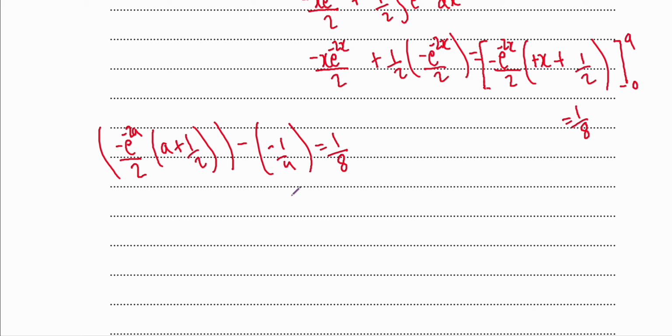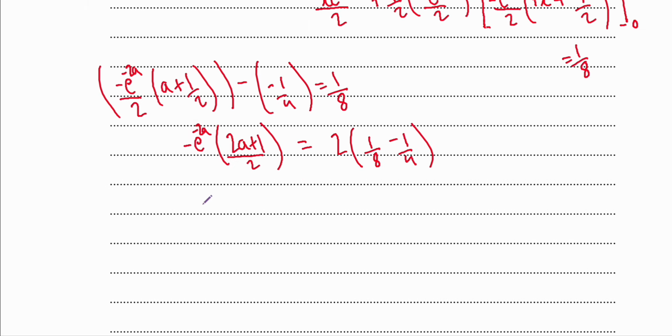Okay, so what can we do? We can rearrange. So this is negative, negative, so that's a positive a quarter. I bring that to the other side. So we have 1 over 8 minus a quarter. So we have negative e to the negative 2a times 2a plus 1, divided by 2. I'll just bring the 2 to the other side. So we have 2 times 1 over 8 minus 1 over 4. Okay, so what's that? So we have negative e to the negative 2a times 2a plus 1 divided by 2 is equal to 1 over 8 minus 1 over 4, which is negative 1 over 8. And then that times 2 is just negative 1 over 4.